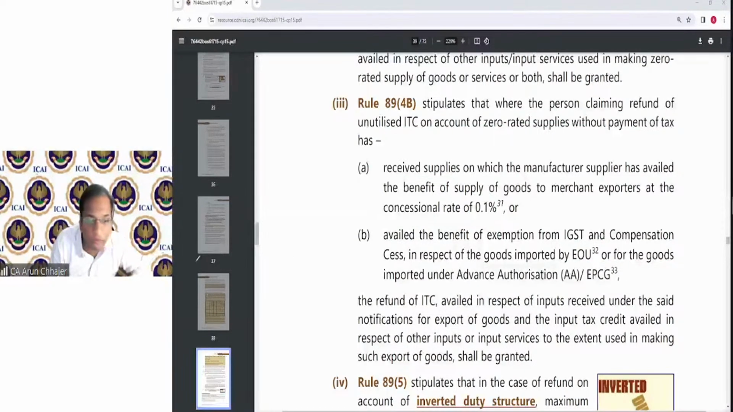So what happens with 89(4)(a) and (4)(b)? It will not be counted in net ITC. It will not be taken in the turnover of the goods. It will not be taken in the adjusted total turnover. We will exclude it from every place, and the reason is that it is a separate refund application.